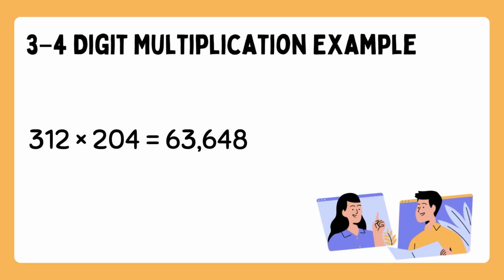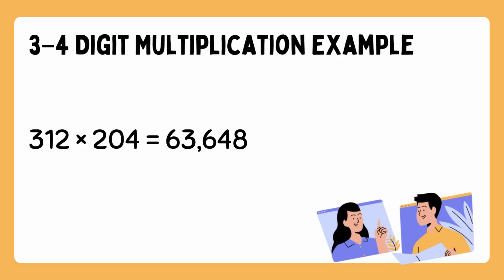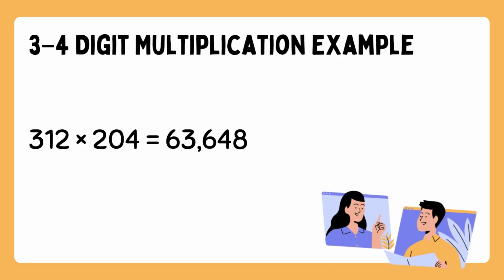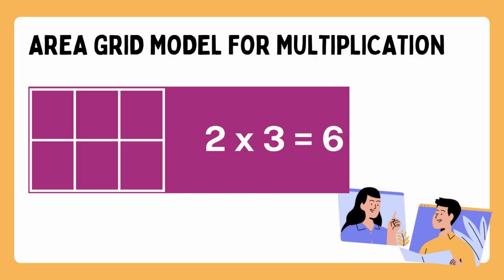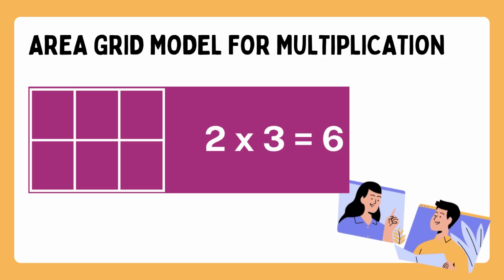Even with larger numbers, the process remains the same. Multiply each digit and add results carefully. An area model helps visualize multiplication. Each box shows a partial product that adds to the total.